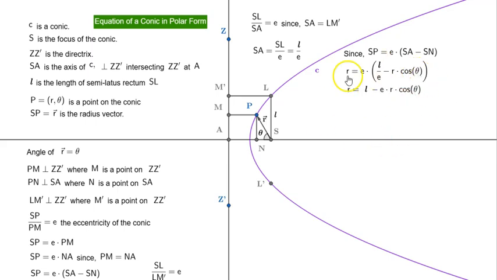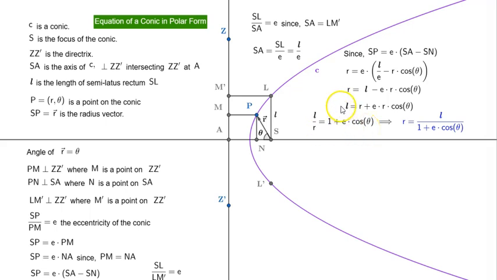Now we need to rearrange this a little bit. So let's open up the bracket. r is equal to, multiplying these two, we get e getting cancelled out. We are left with only l minus e times r times cos theta. This can be written as l is equal to r plus e times r times cos theta. So that now we have l by r is equal to 1 plus e cos theta.